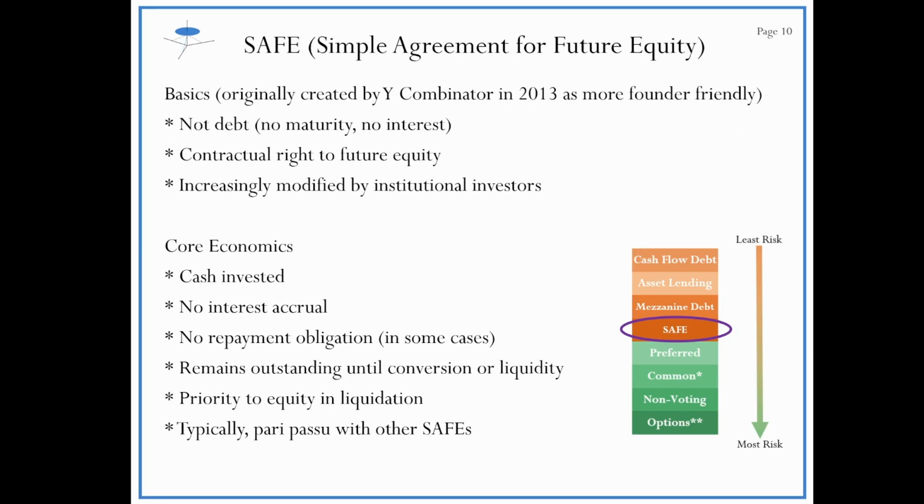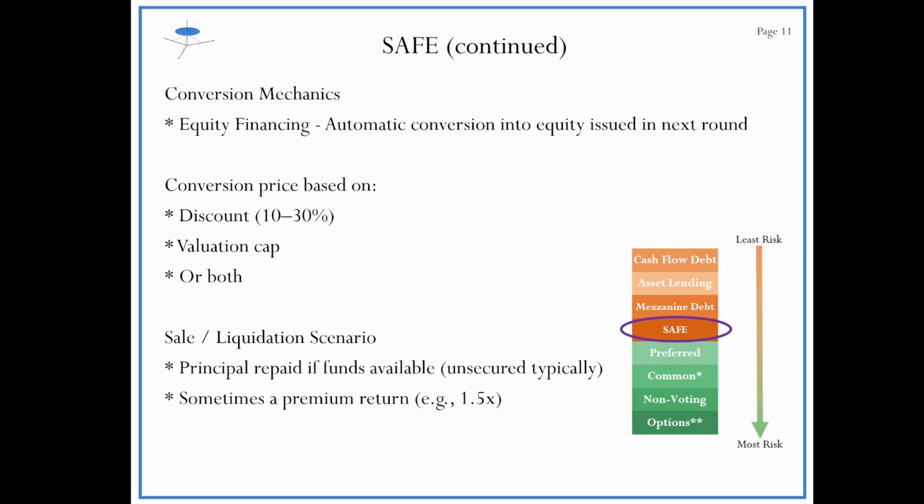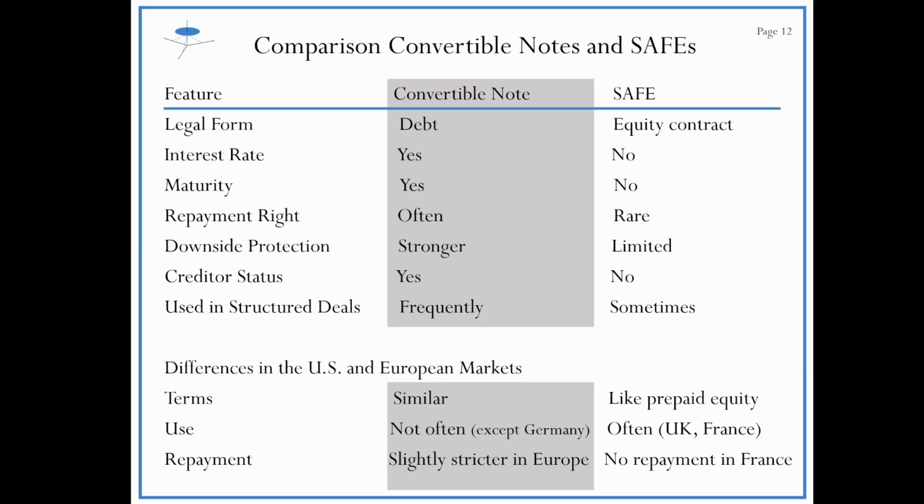However, it's not debt. No maturity, no interest typically, paid after the term debt, but before preferred in a liquidation. SAFEs typically include discounts on conversion and can include many other types of built-in returns, as they are not equity or debt. Again, if you see a 1.5 to 3 times return required as part of the SAFEs, be on guard. Volatility is likely. Here are some of the typical differences, including some geographic-based differences. Stop to review if you'd like.